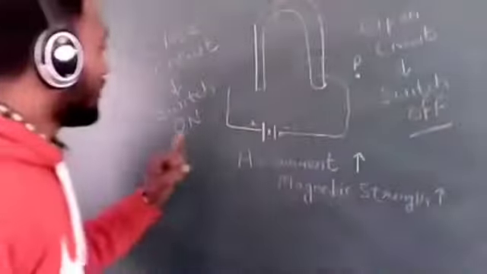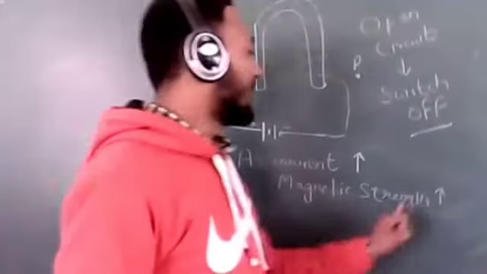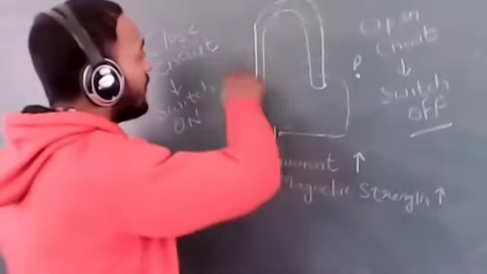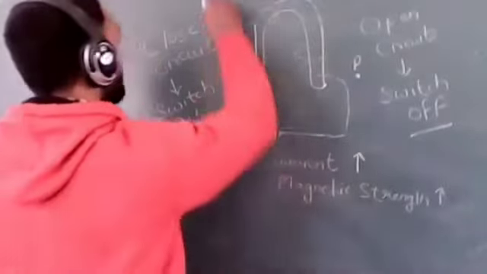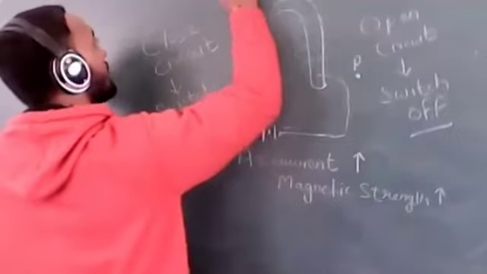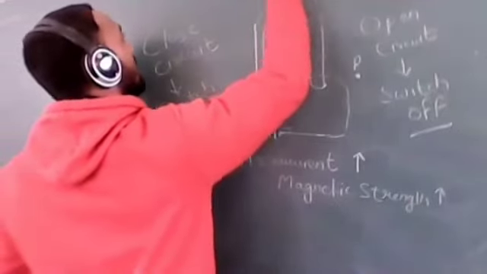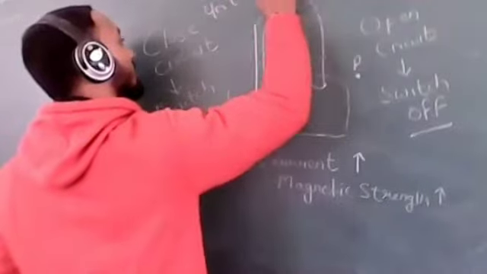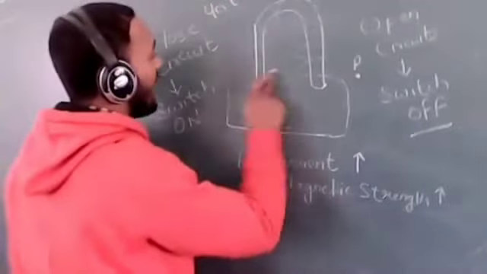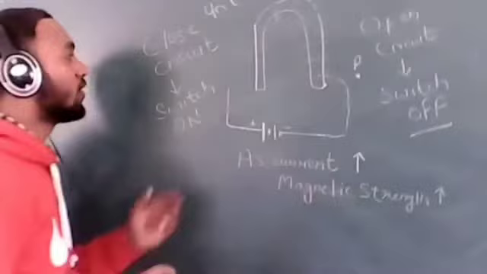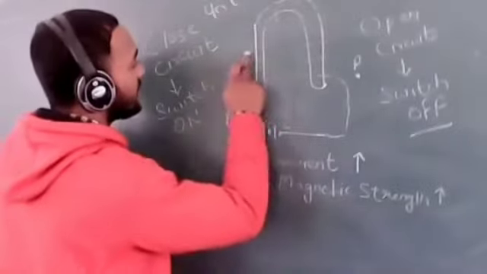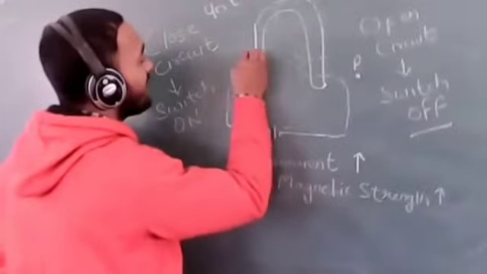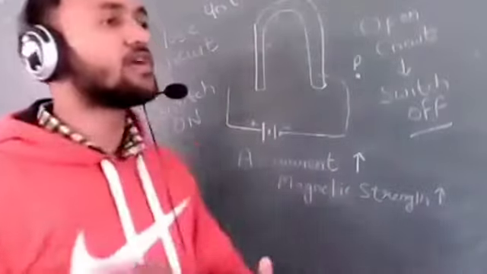Now, the first conclusion is that as current increases, magnetic strength increases. Now, what happens when we increase the number of turns? Suppose initially there are 20 turns. Now we have made 40 turns. So what happened? Again, the amount of current will increase because only this much area is covered by the wire. As we increase the number of turns, the amount of current increases.